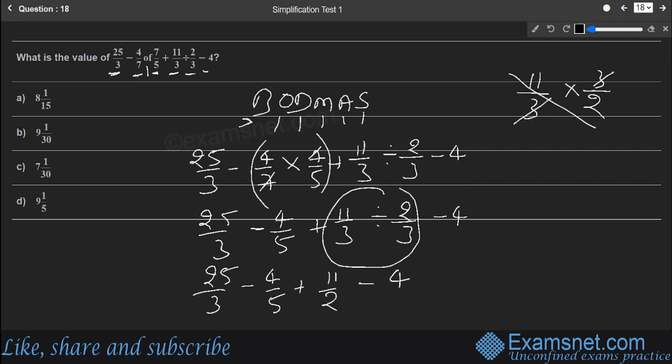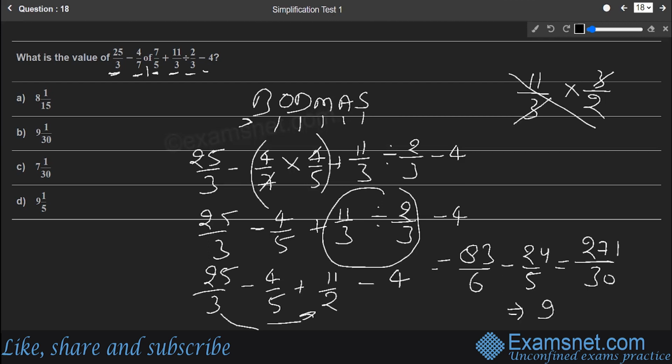Okay, now we are supposed to add and subtract. So let us add 25 by 3 and 11 by 2 and then subtract the other part. Which makes it equal to 83 by 6 minus 24 by 5. If we solve this further, this is coming out to be 271 divided by 30. If we make this into a mixed fraction and divide 271 by 30, the ultimate answer comes out to be 9 1 by 30. So that should be the right answer, 91 by 30. It matches with option number B, and that is right.